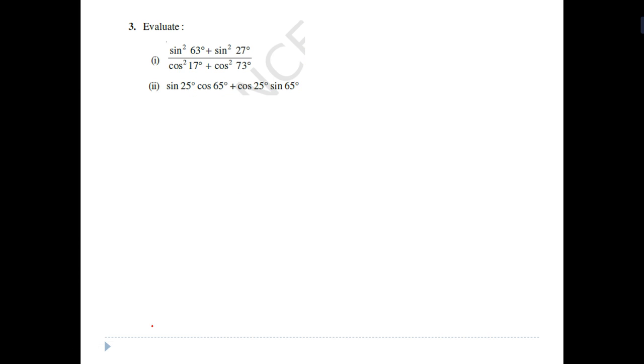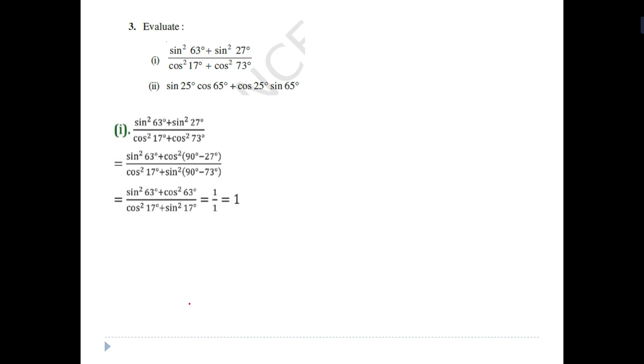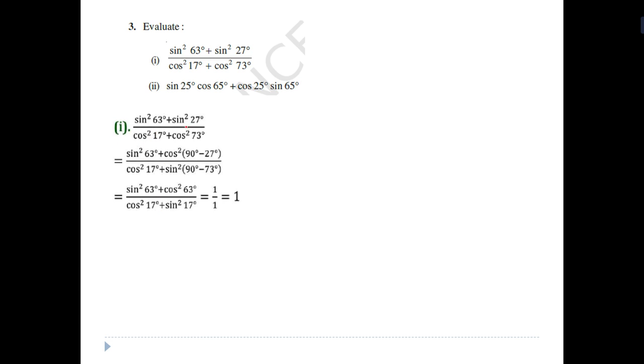Let me see whether they are explaining correctly or not. So sin square 63 plus sin square 27. Again instead of sin square I have to write cos square of 90 minus 27. So these are all the complementary identities. So we can write sin theta is equal to cos of 90 minus theta, or cos theta is equal to sin of 90 minus theta. So we can get the answer 1.